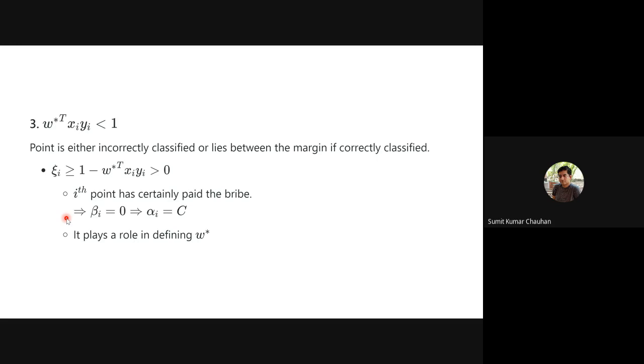In the case of this double star, where the transpose of xi yi equals 1, is it necessary to have the bribe equal to 0? For which condition are you talking about? In the condition of equals to 1. Yes, then for that xi has to be 0. That is, they are not paying any bribe.